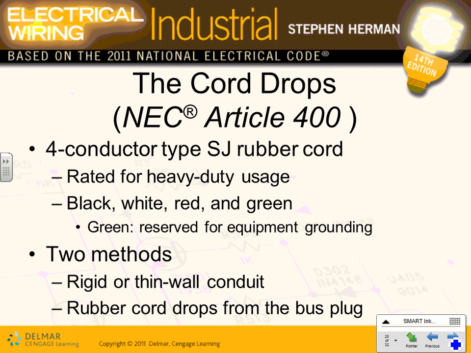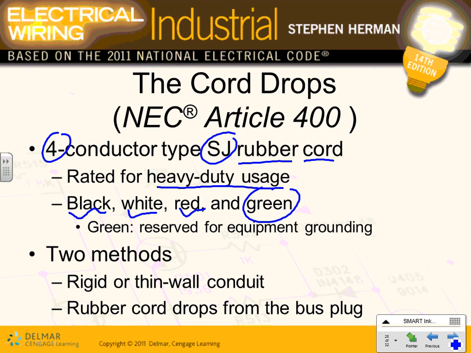Okay, the cords. You're looking at it, Jamie, right behind you here. You're looking at an SJ rubber cord. 4 conductors, 3 phase and a neutral, the one that we use for the equipment. Heavy duty usage. The color coding is black, red, and white in this case, plus green.